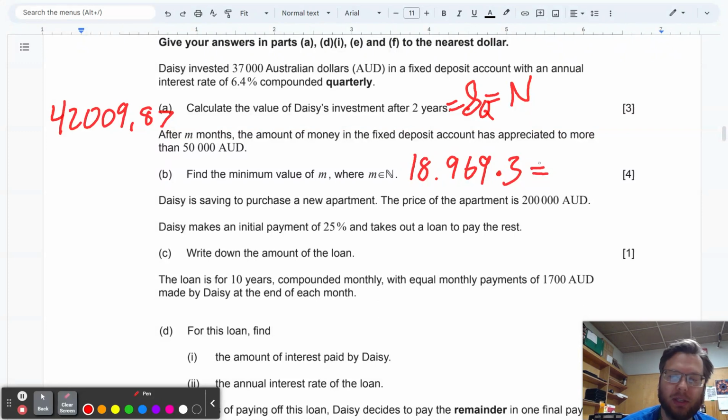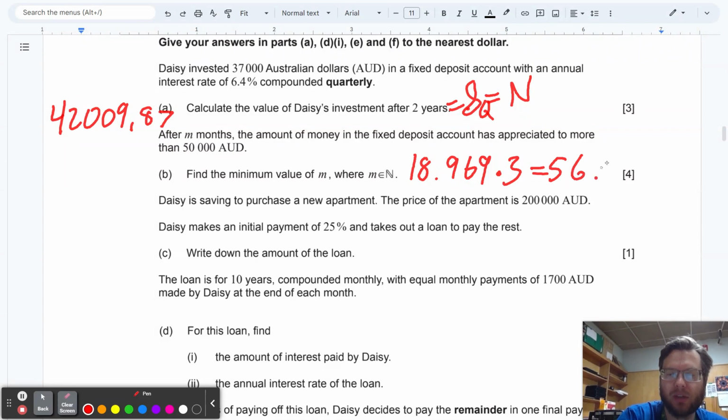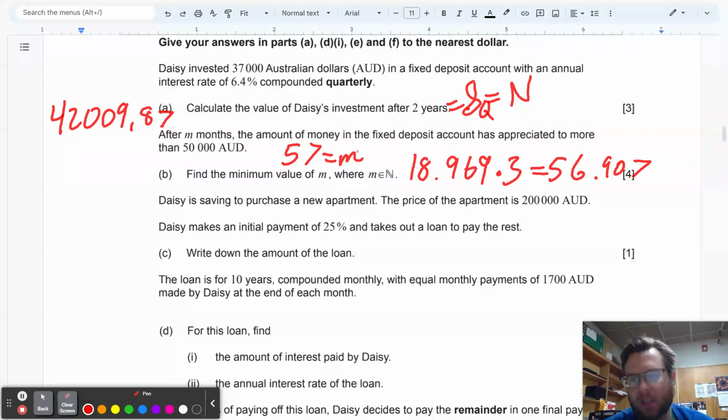So let's see here. 18.969 times 3 is 56.907. And so that means it's going to be 57 is the number of months. And that makes sense that you'd go up to 57 because on the 56th month, you're not going to have enough. And then on the 57th month, you will.